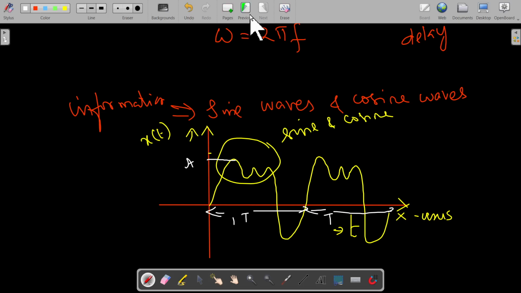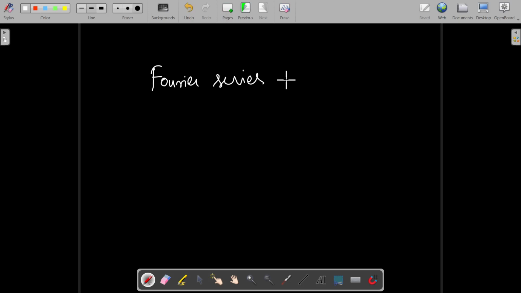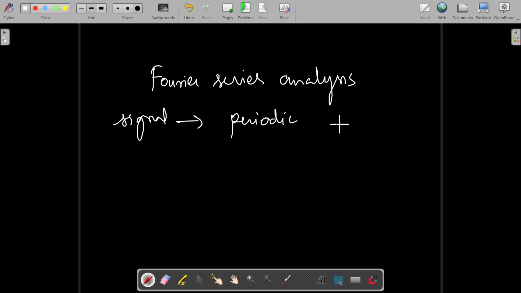Whenever you want to do the Fourier series analysis, the signal should be periodic. Then only it is possible. You should have the periodic signal.